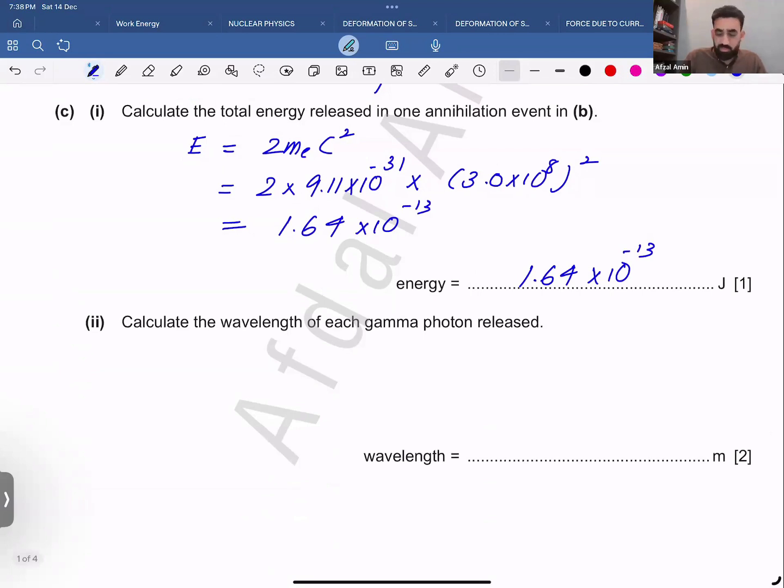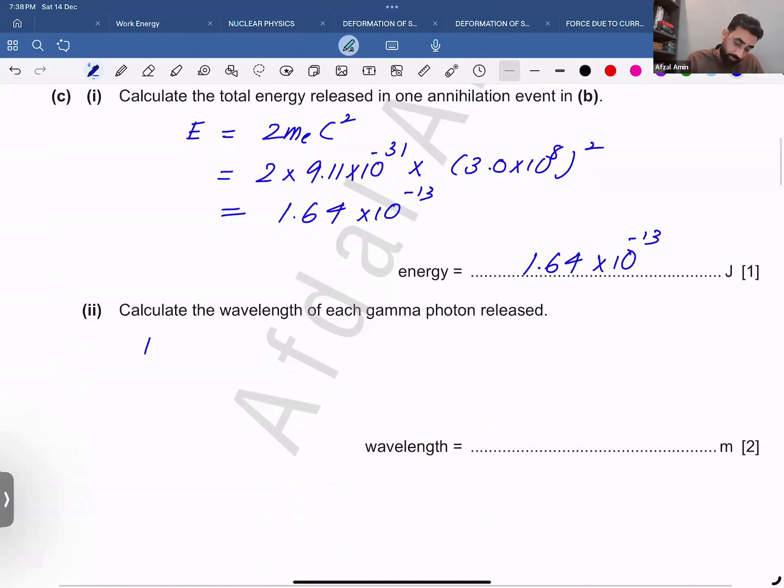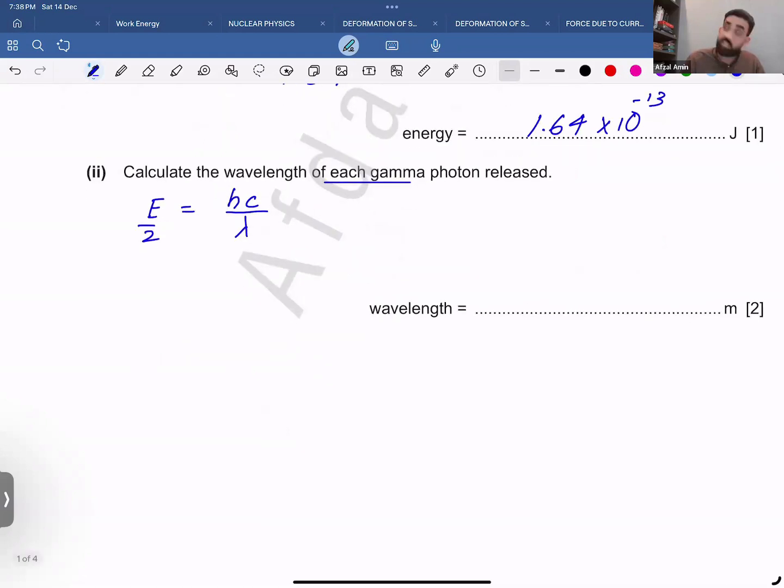Calculate the wavelength of each of the gamma ray photons. Actually, this is from quantum physics. So if you have the energies, hc over lambda is the energy. You need each gamma, so you will use half of the energy. So you can rearrange to find the wavelength. Cross multiply, so lambda will be 2hc over energy. H is Planck's constant. You can take from the sheet.